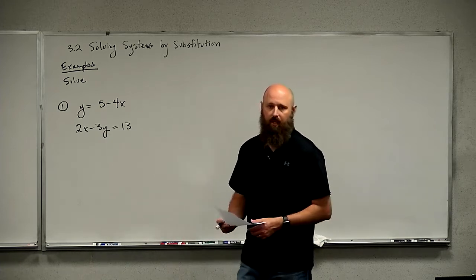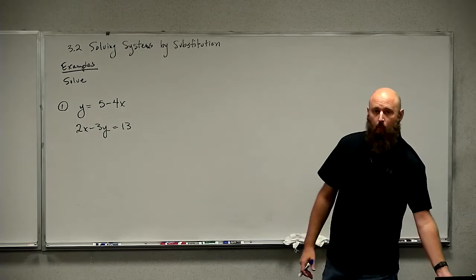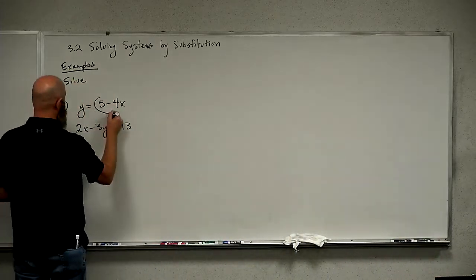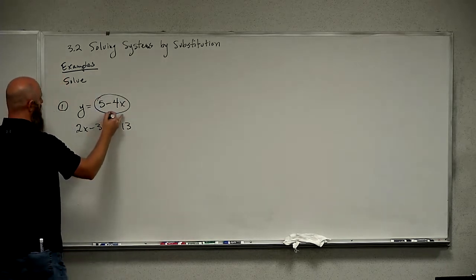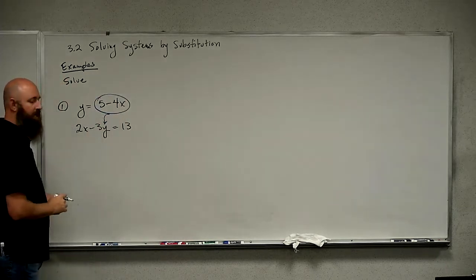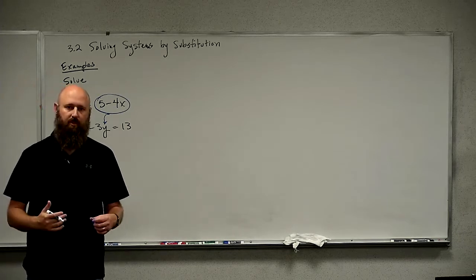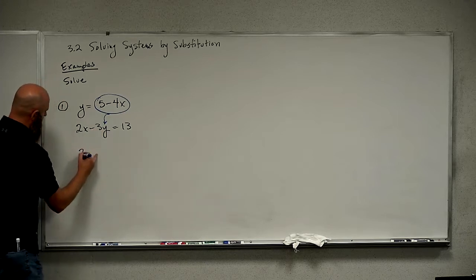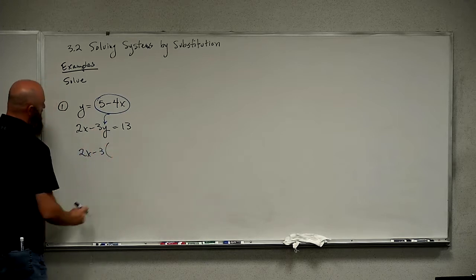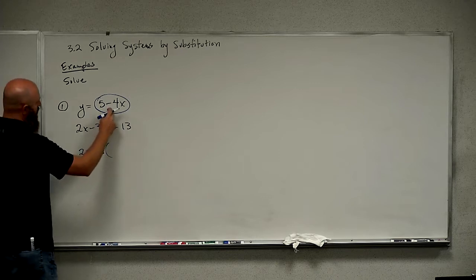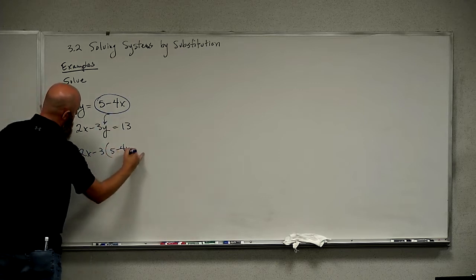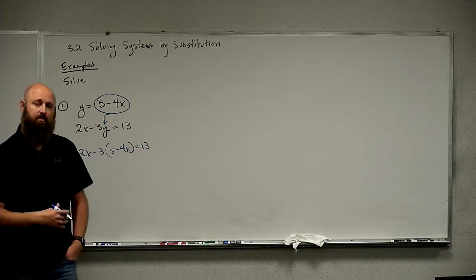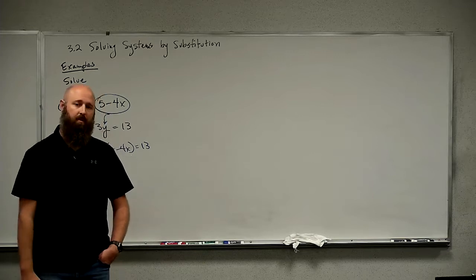So in problem number one here, we have that. We have y equals something. So what it equals, we're going to take what that is. So it's 5 minus 4x, and we're going to plug in for y right here. Okay, so we want to do that and work that piece out. So I'm going to do that below here. So now we're going to have 2x minus 3 times, and instead of y, we're going to have 5 minus 4x, equals 13.